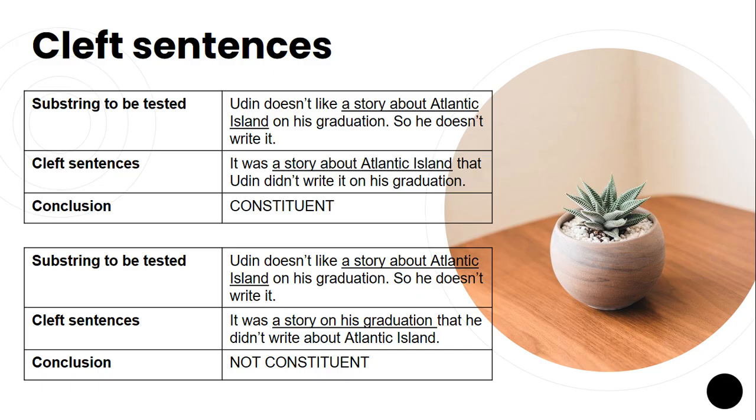As you can see in the PowerPoint of our group material, there are two tables. Now we go to table 1 first and then table 2. In table 1, the substring to be tested is "Udin doesn't like a story about Atlantic Island on his graduation, so he doesn't write it." The cleft sentence of the substring is "It was a story about Atlantic Island that Udin didn't write on his graduation." The conclusion of table 1 is constituent.